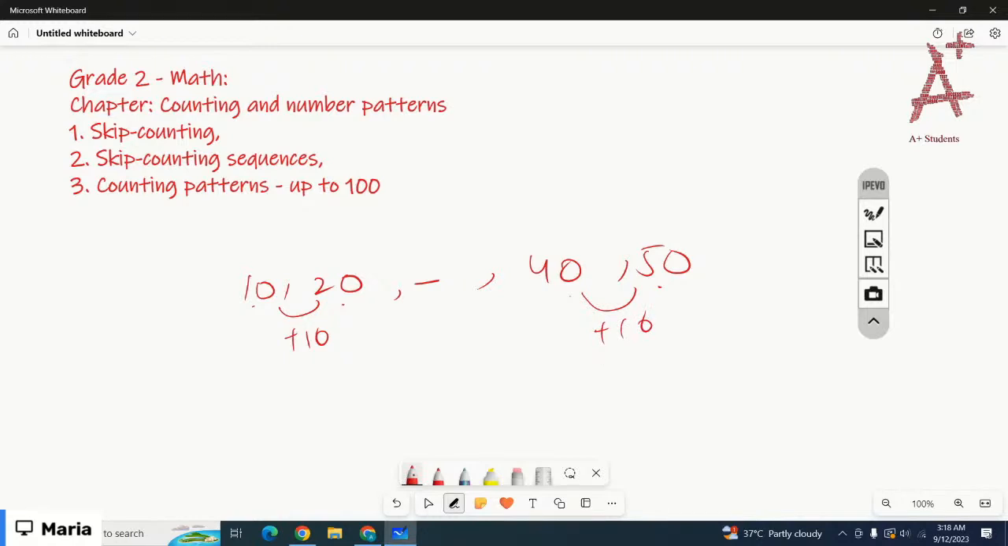Yes, very good. The missing number is 30 because the pattern grows by 10 every time. So for the missing number, you can add 10, so that makes 30, right? Okay, let's just do another example. This is known as skip counting sequences. The basic thing is you are skip counting, you have to look for the pattern, right?